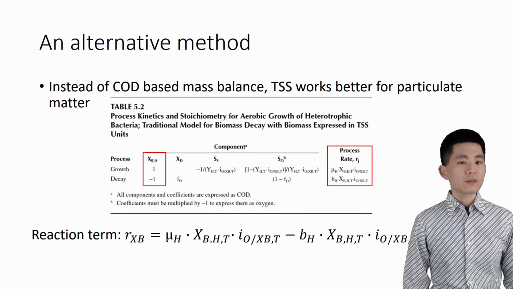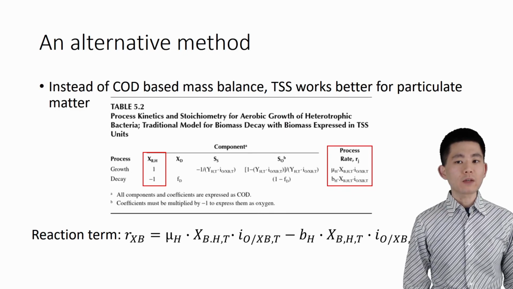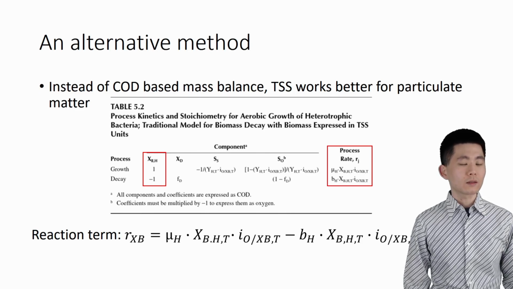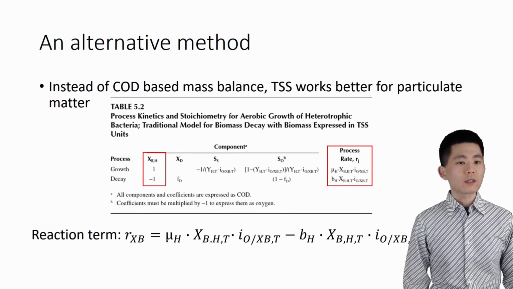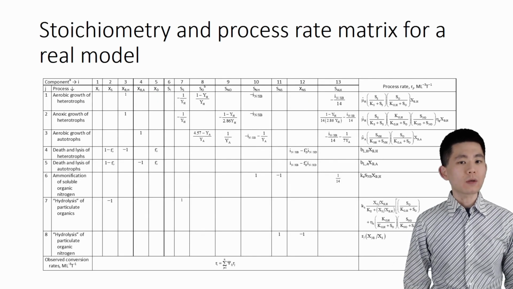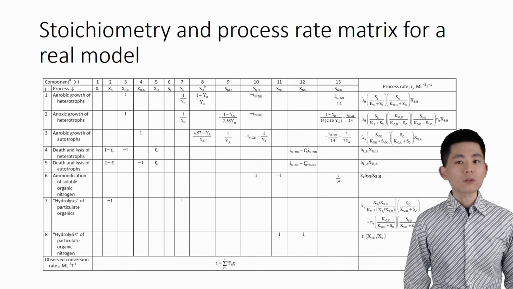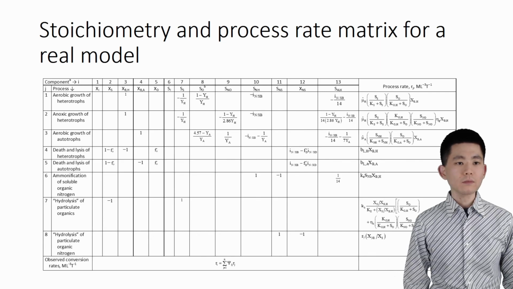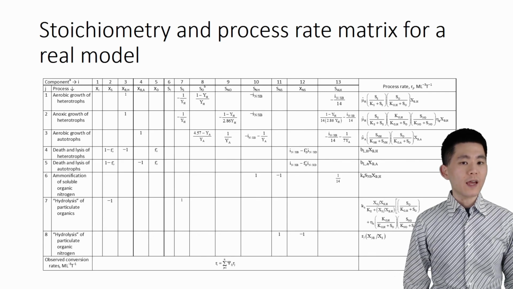With the conversion factors, we can write the stoichiometry and kinetics matrix using TSS-based parameters like YHT and XBHT, and the TSS to COD conversion factor iOXBT. The usage of this matrix stays the same as the one using COD-based parameters. Of course, in reality, the models are much more complicated. There are multiple substrates and biomass groups in multiple processes. There can also be cross-feedings and inhibitions. This is one example matrix from the activated sludge model 1.